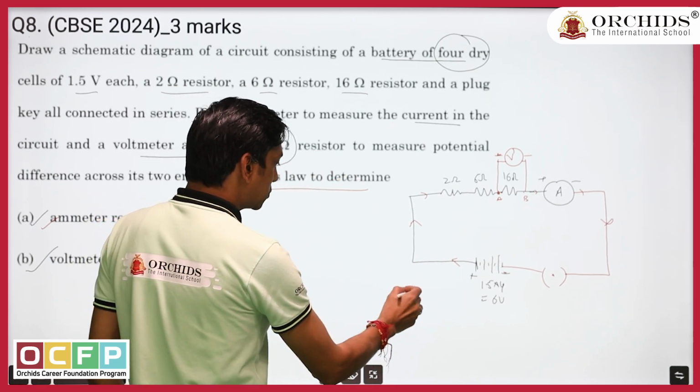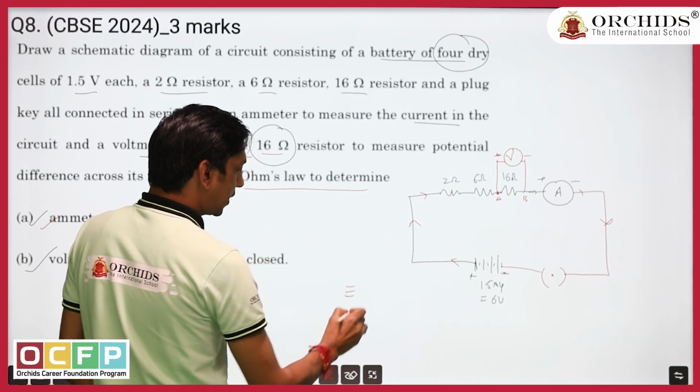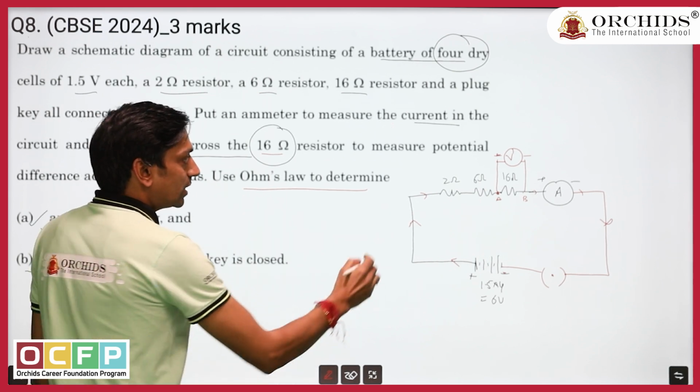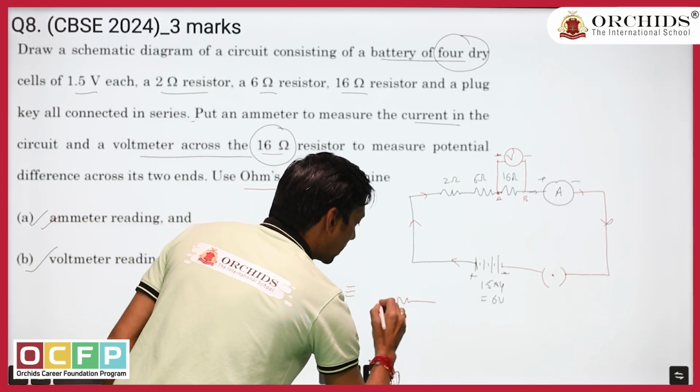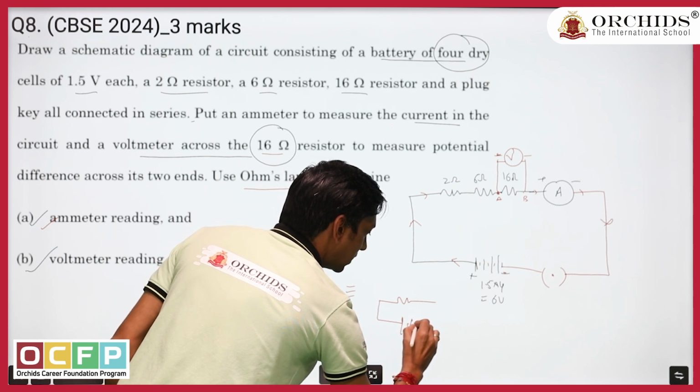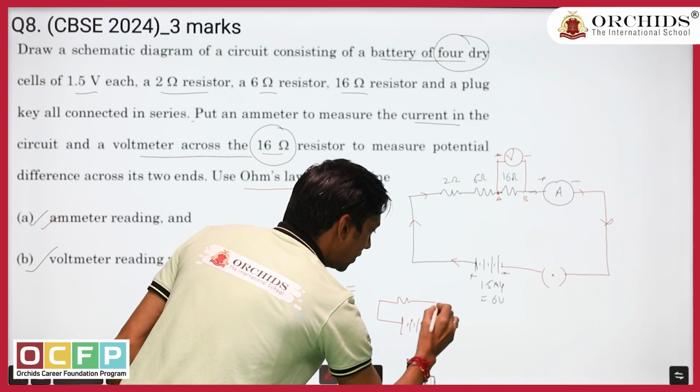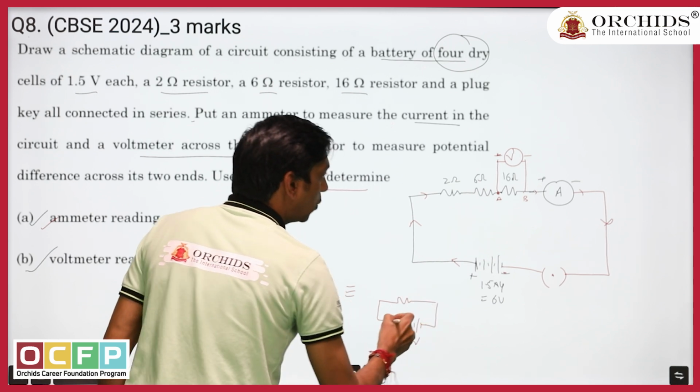So for that we have to use what? Equivalent resistance. And how do we calculate equivalent resistance? In series we know that equivalent resistance is what? The sum of all resistances, and that is connected to a battery of 6 volt, and overall resistance how much?